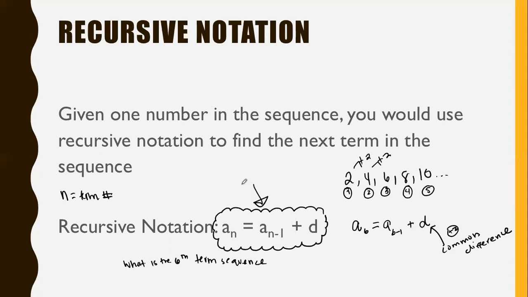AN minus 1 represents the term before AN. Yes, perfect. So for this example, A6 equals, well, 6 minus 1 is 5, A5 plus 2. A5, just like Leo just said, the fifth term in the sequence is 10. So A6 would equal 10 plus 2, which would just equal 12. This is saying the sixth term in the sequence is 12.